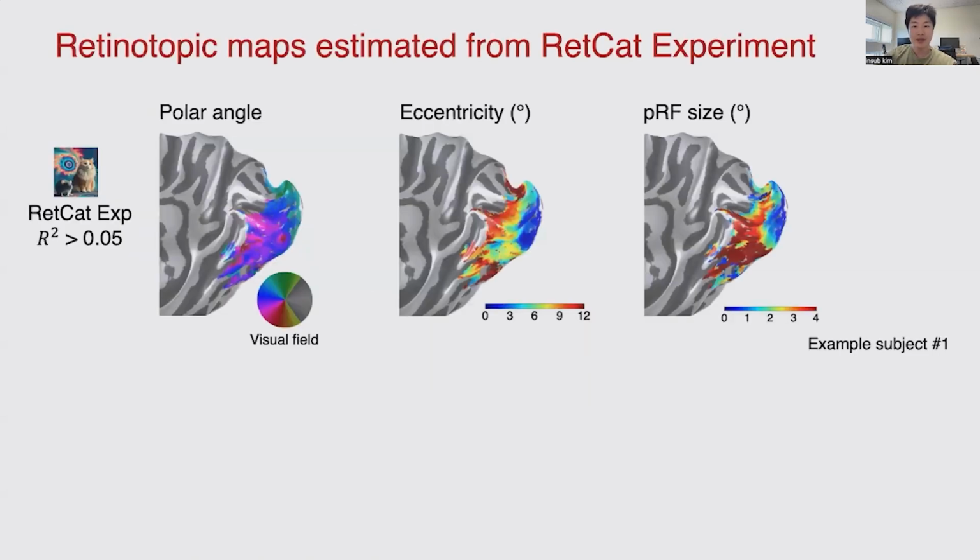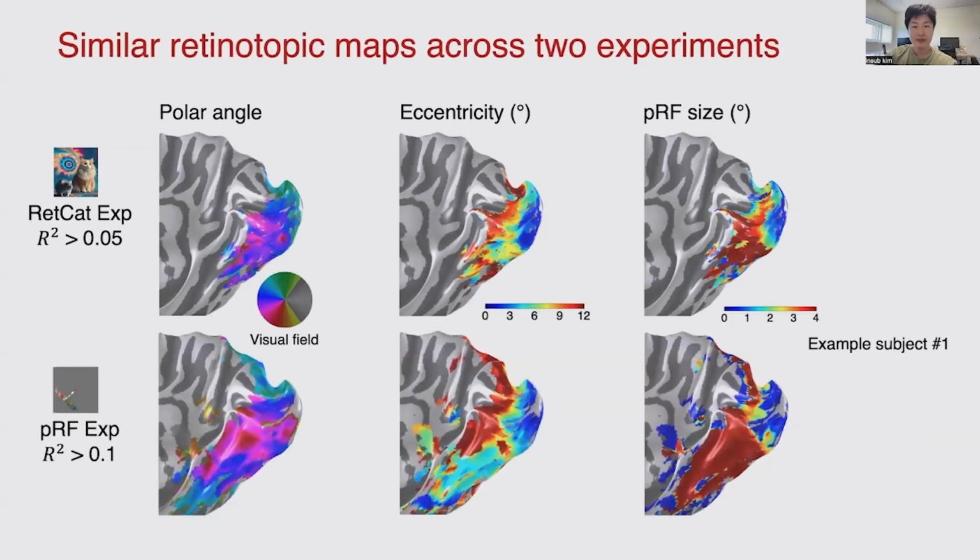This is the retinotopic maps estimated from the record experiment. Surprisingly, even with naturalistic images, we could successfully obtain polar angle, eccentricity, and pRF size map. If we compare them to the maps of the pRF experiments, we can see very similar maps between the 2 experiments, while the maps obtained from the pRF experiment cover more of the ventral regions beyond V4 and VO.